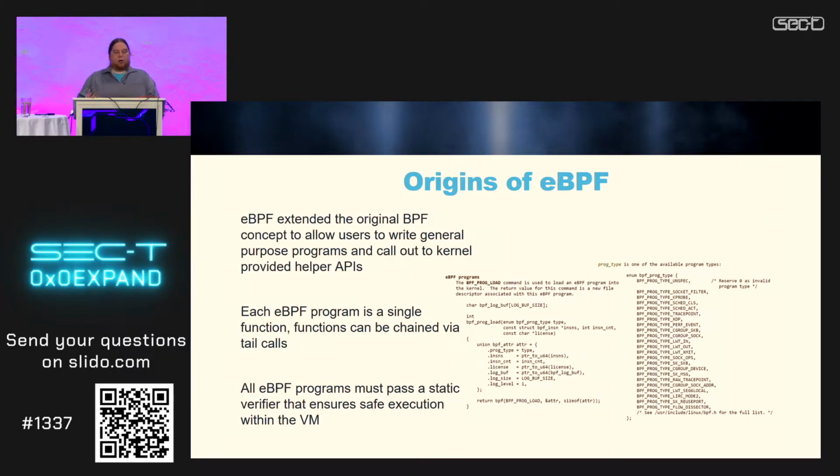But the API is designed to write general-purpose programs that allow us to do things like load balancing or sniff packets and things along those lines. And I know this screenshot's fairly small. It's not really meant for you to read it right now. It's just to show you that there's a large enumeration of sub-operations and different hook points that eBPF exposes to the user.